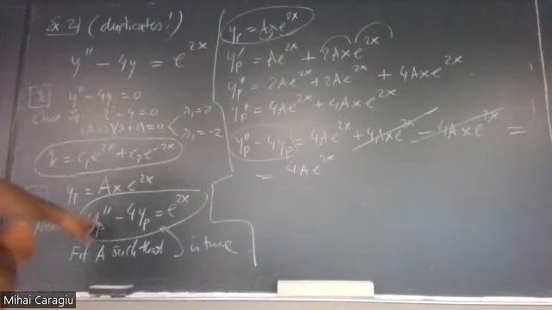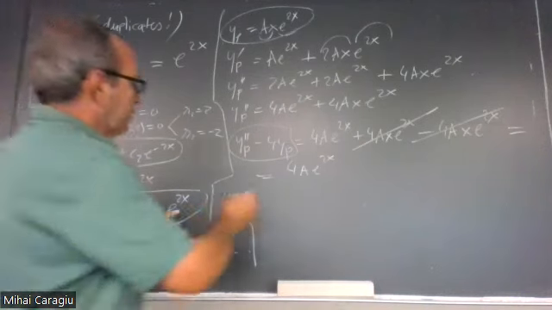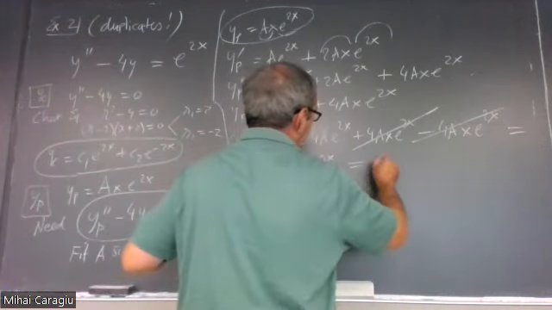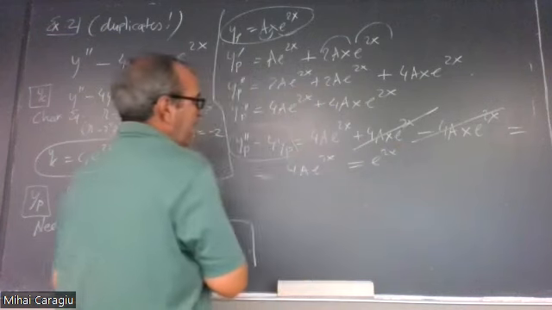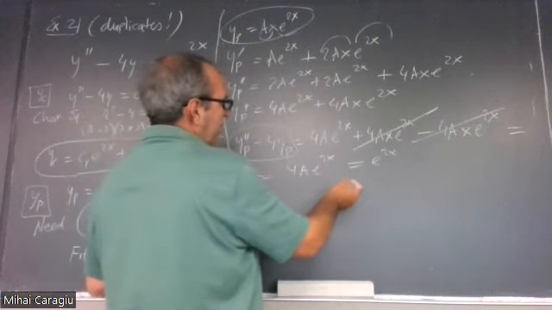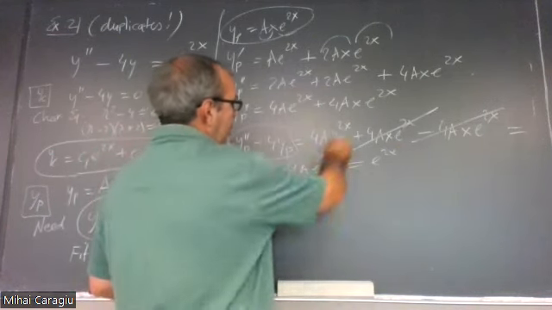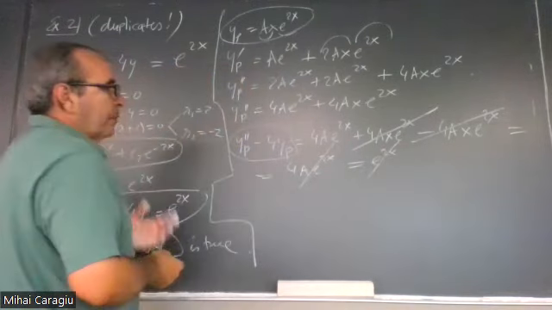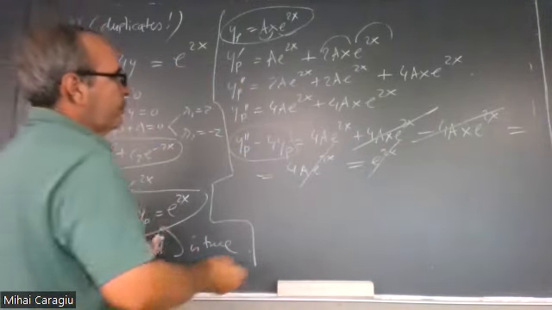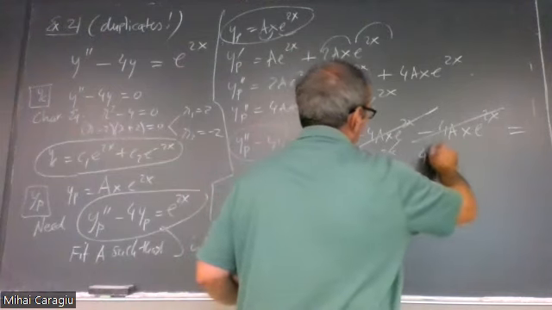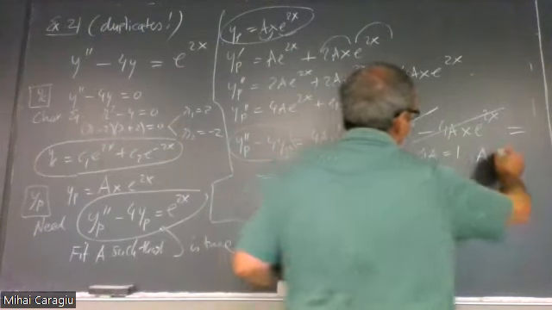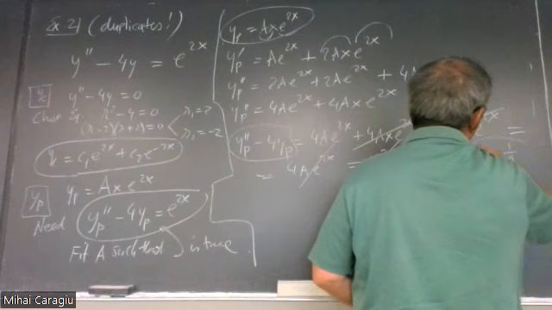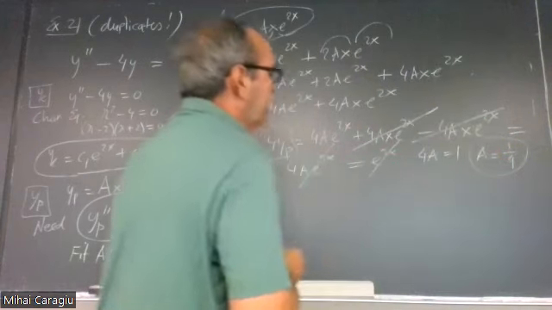What should it be? We need yp second minus 4yp to be e to the power 2x. So 4a e to the power 2x needs to be e to the power 2x. As always, the exponential is a non-zero term, so we can simplify by it. So we get 4a equals 1. So a equals 1 over 4, which means the undetermined coefficient now becomes determined.